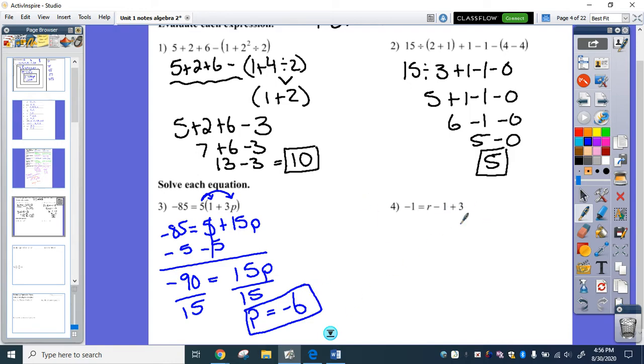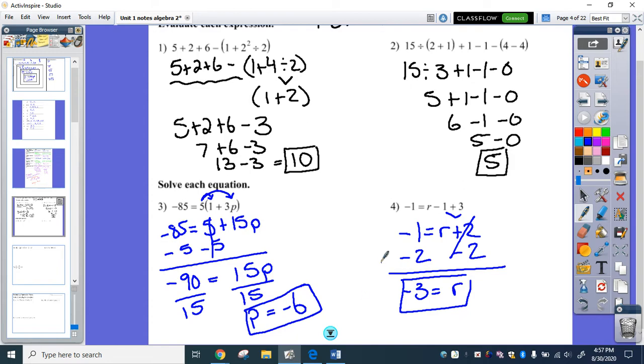On 4, we've got a lot easier problem to deal with. We've got multiple pieces here, but again, just a lot of addition and subtraction. I would leave the negative 1 equals r, but then I would combine like terms right here. Negative 1 plus 3 is a positive 2. And then all you've got to do to finish to get r by itself is get rid of the plus 2 by doing a minus 2 on both sides. So we get negative 3 equals r.